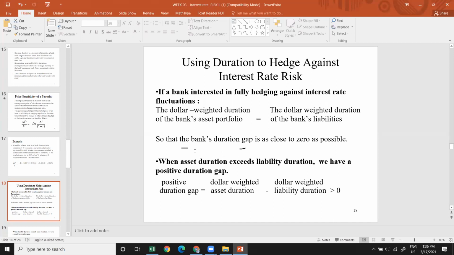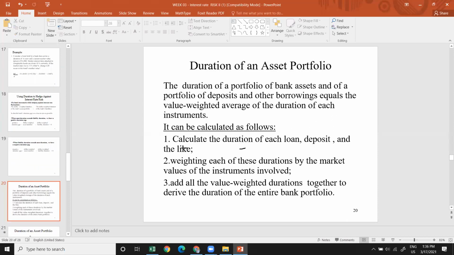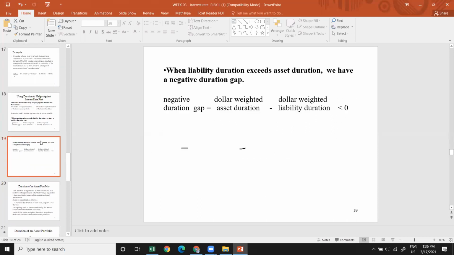However, when the duration of assets exceeds the duration of liabilities, we have a positive duration gap. And the other way around, when the duration of liabilities is more than the duration of assets, we have a negative duration gap.